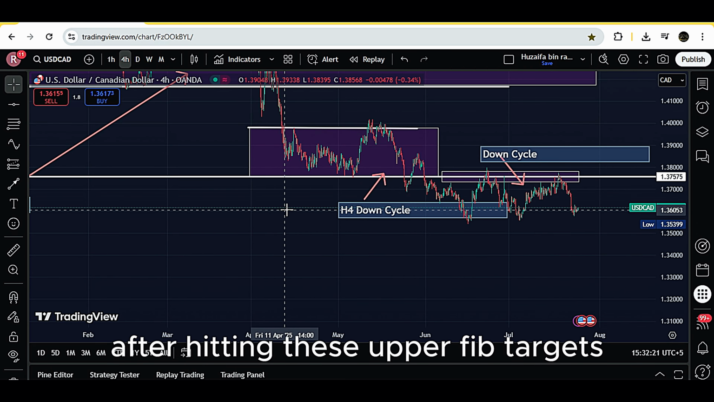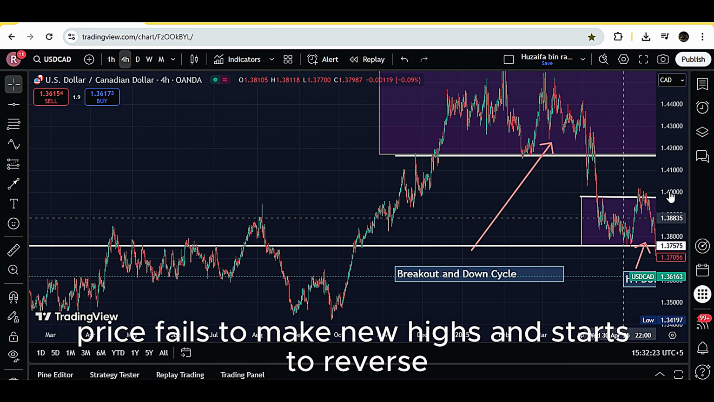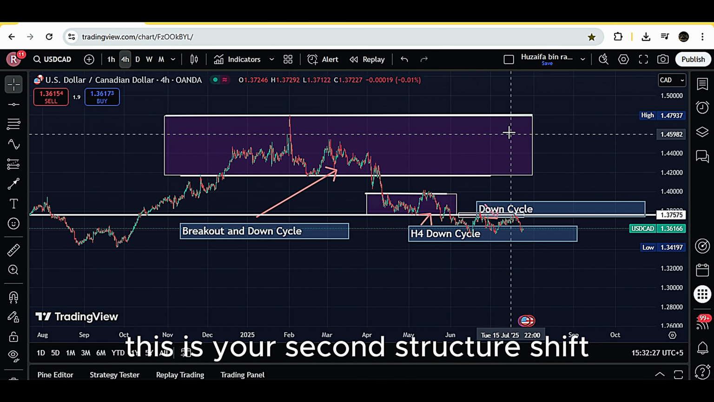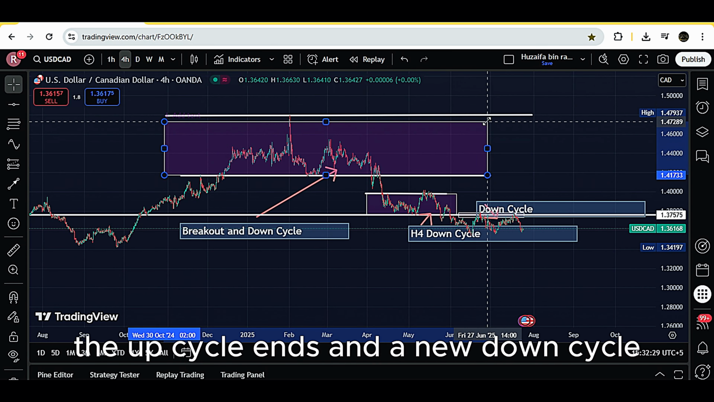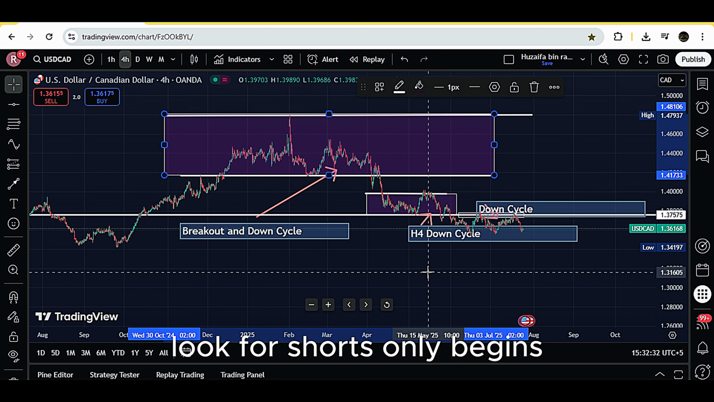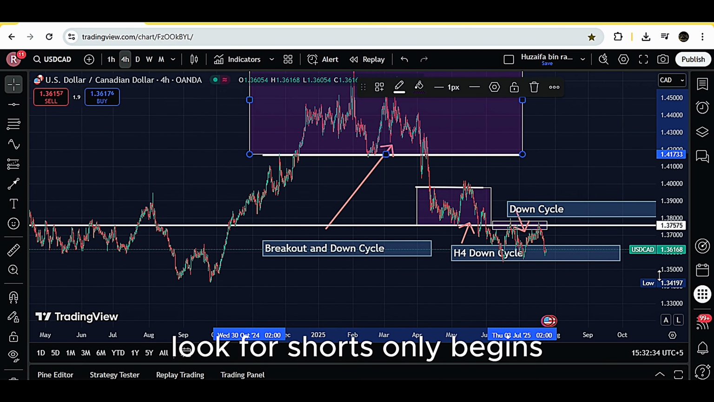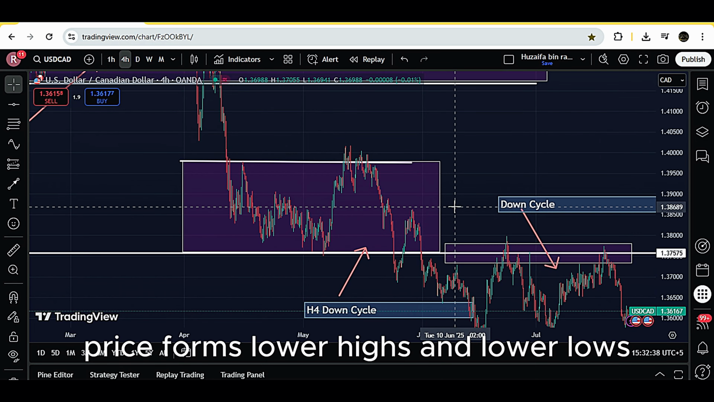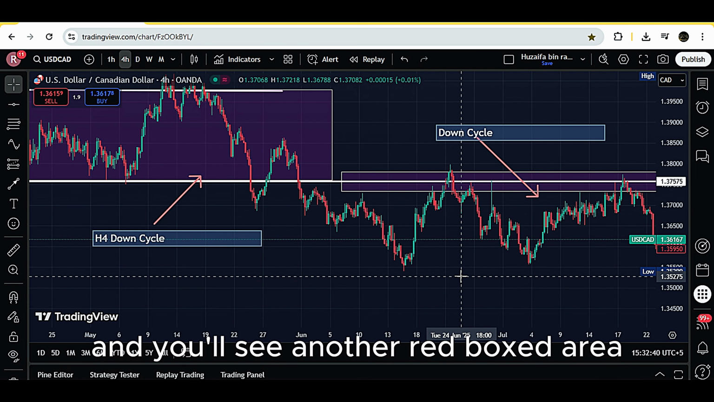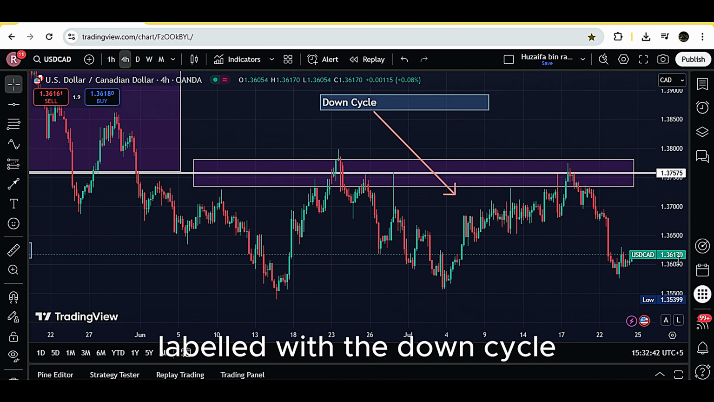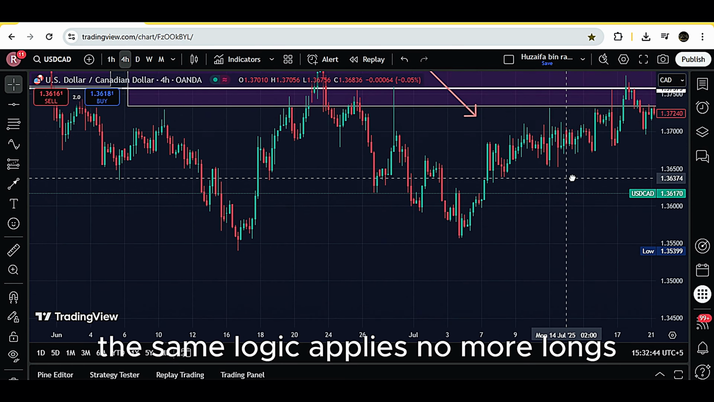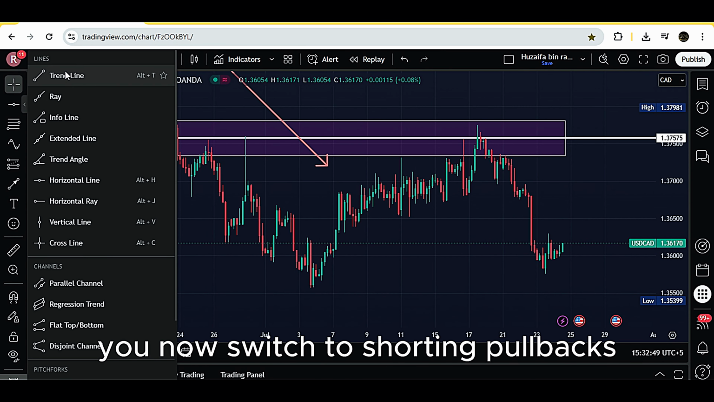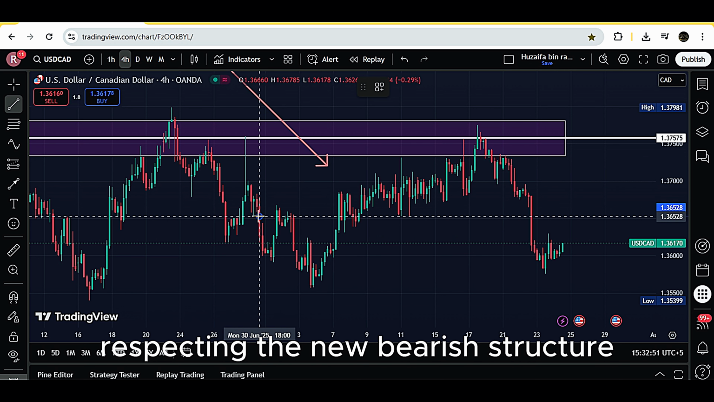After hitting these upper fib targets, price fails to make new highs and starts to reverse. This is your second structure shift. The upcycle ends and a new down cycle, look for shorts only, begins. Structure flips bearish again, price forms lower highs and lower lows, and you'll see another red boxed area labelled with the down cycle. The same logic applies, no more longs. You now switch to shorting pullbacks, respecting the new bearish structure.